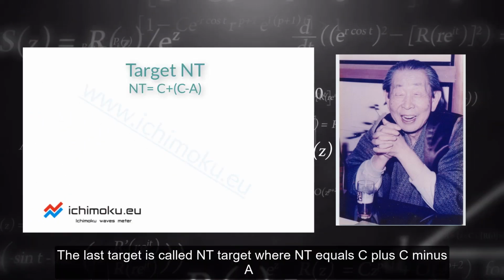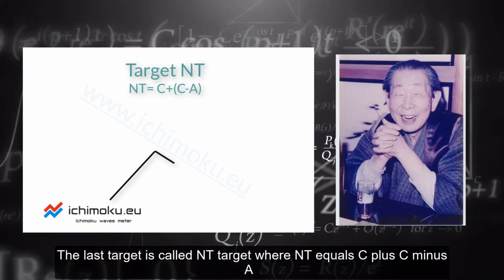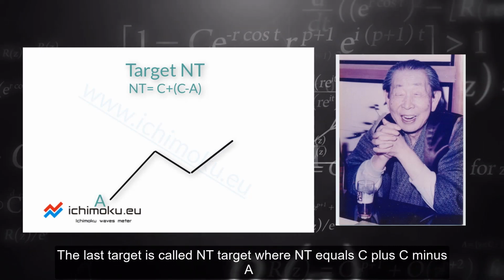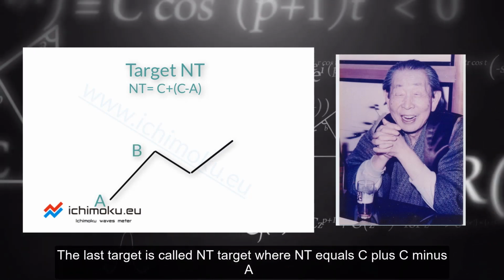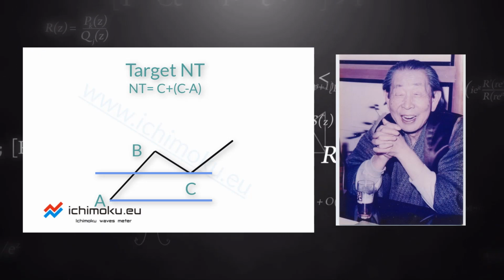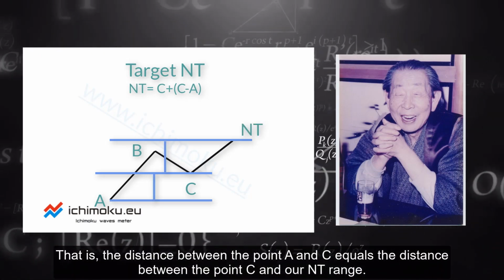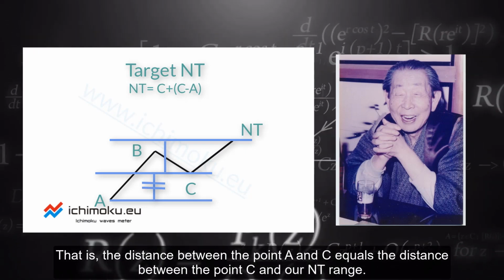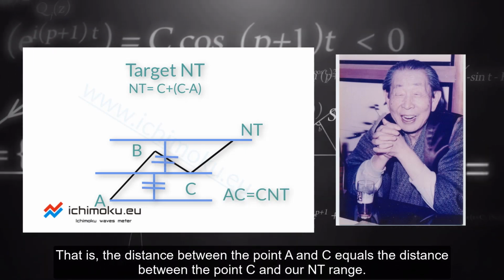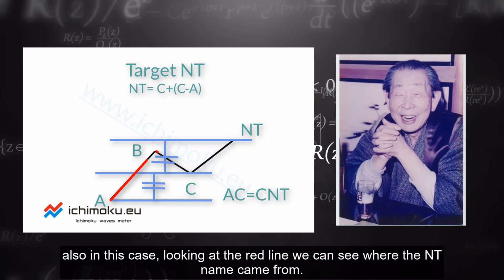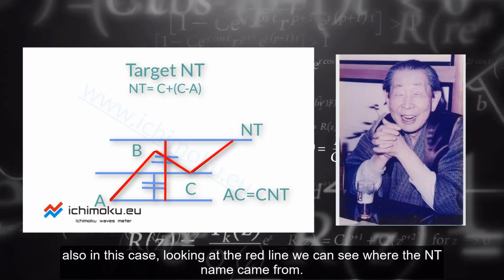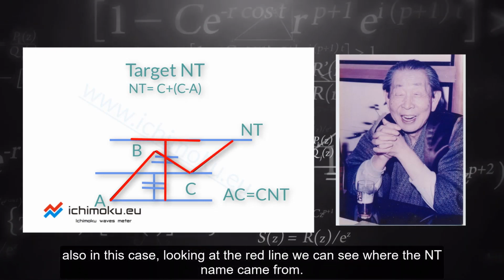The last target is called NT target, where NT equals C plus C minus A. That is, the distance between the point A and C equals the distance between the point C and our NT range. Also in this case, looking at the red line, we can see where the NT name came from.